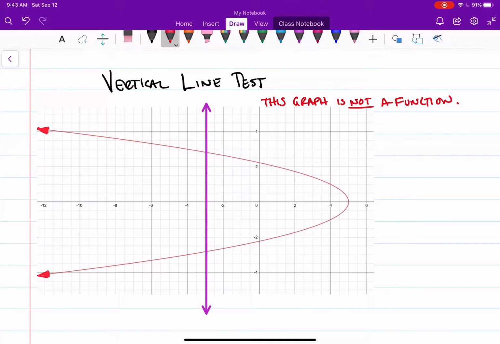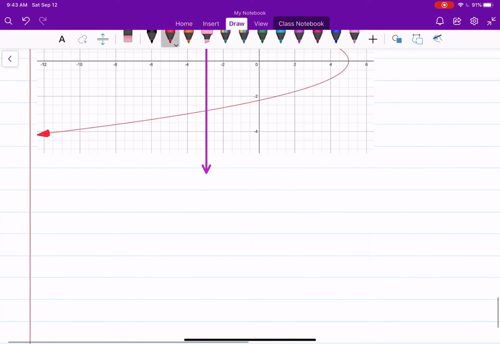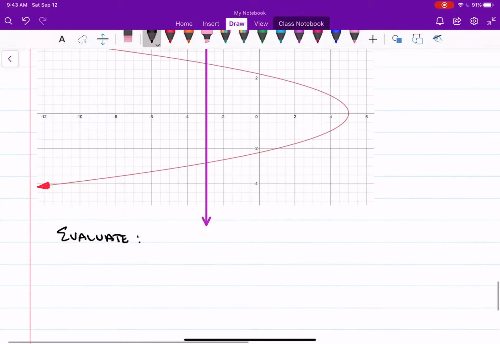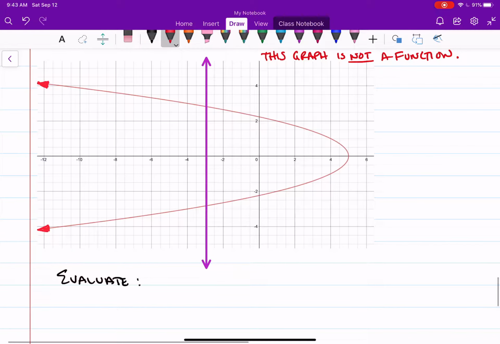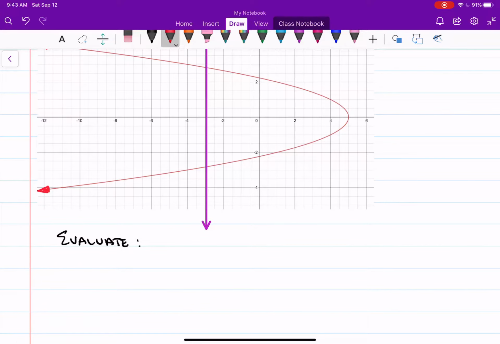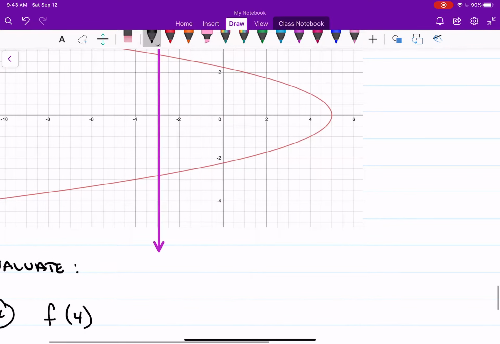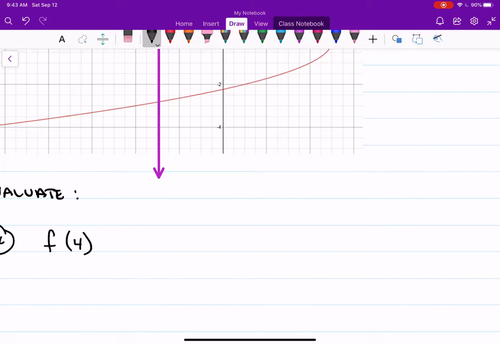Okay? All right. So with that being said, the next thing we have to be able to do is evaluate, even with a given graph. You might see them saying, well, we call this f of x. Let's say they want you to find f of 4. And you have to remember, what does f of 4 really mean? It means find the y value when x is equal to 4.